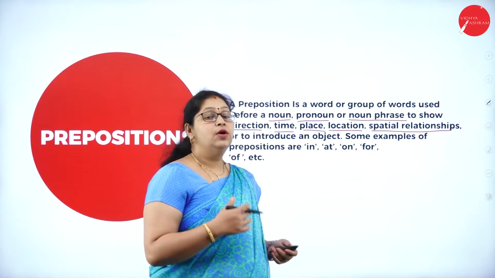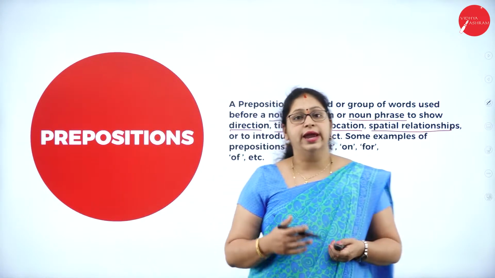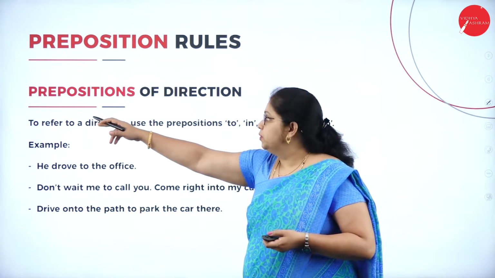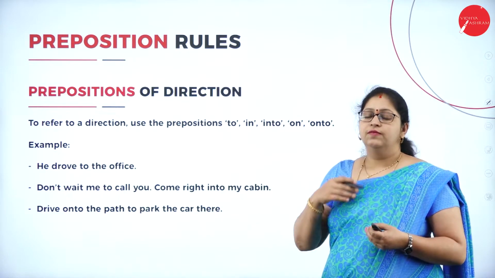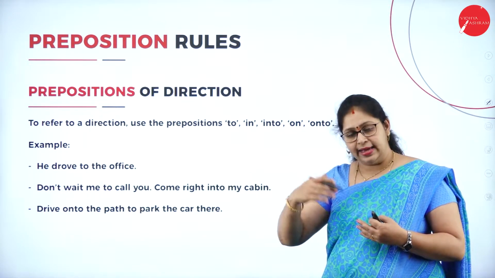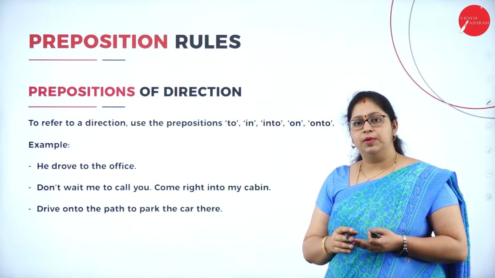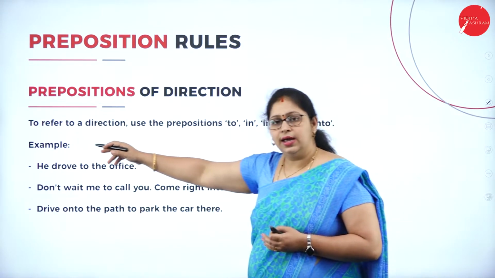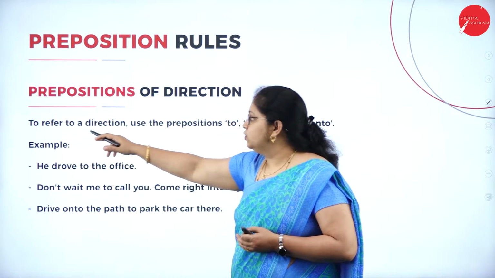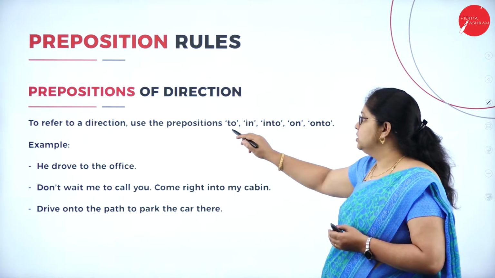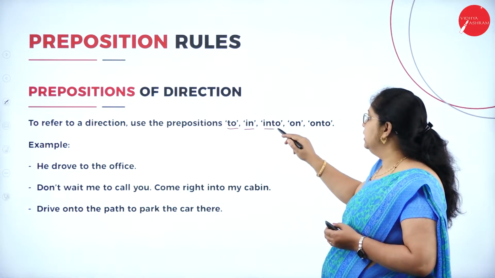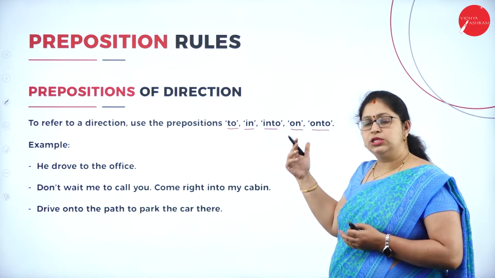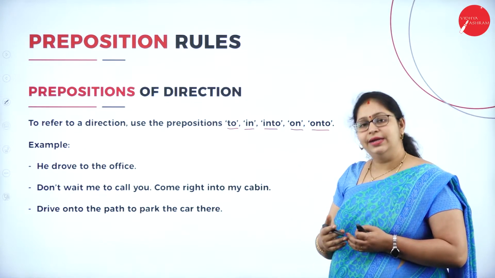Now let us see where to use, when to use and which preposition to be used. Let us start with prepositions of direction. When you are telling direction or asking direction, if the proper preposition is not used, that will confuse you. So here are some examples. To refer to a direction, use the prepositions to, in, into, on, onto. So these prepositions are used to indicate direction.